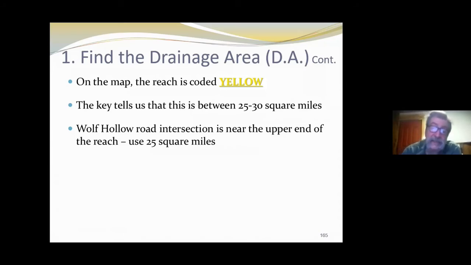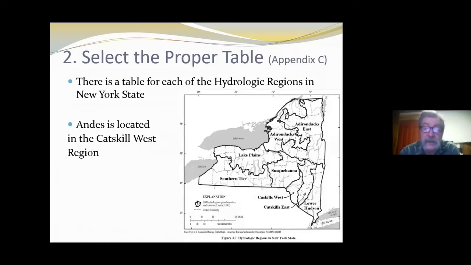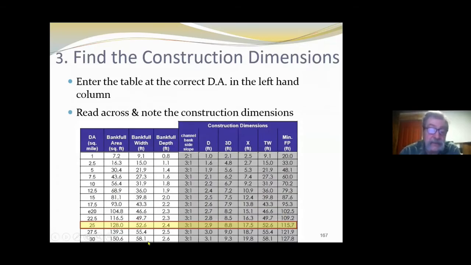And since, again, it's near that upper end of that map, we're going to use about 25 square miles as a default value. So again, we go to our regional map and figure out, okay, where is Andes? And Andes is located in the Catskill West region. So we go to this Catskill West region. We pull up the appropriate tables for that.